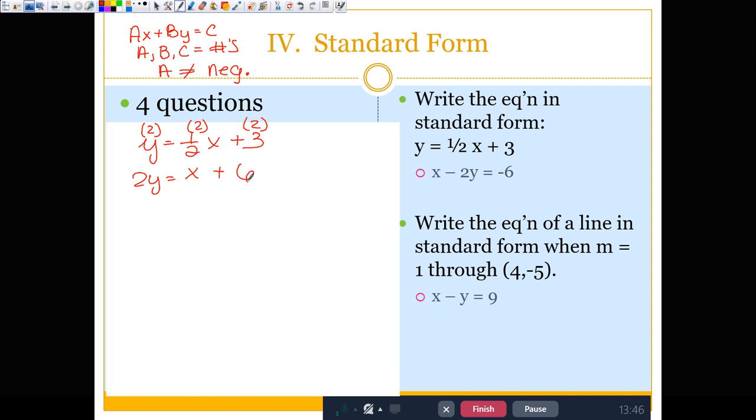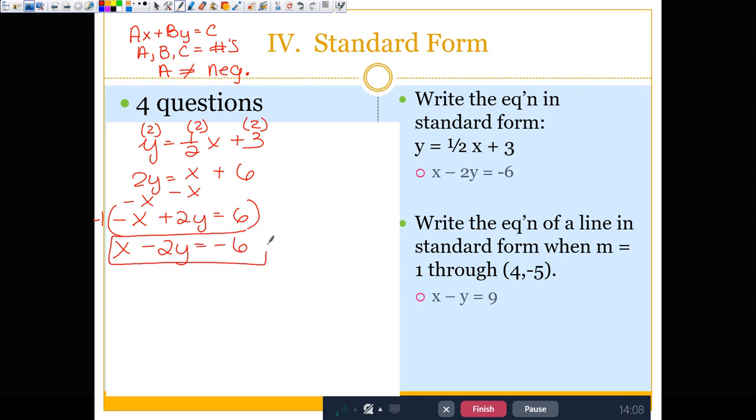I'm going to subtract x from both sides, leaving me negative x plus 2y equals 6. However, I cannot have a negative out front. A cannot be negative. So I need to multiply everything by negative 1. So that's going to give me positive x, which is the goal, negative 2y equals negative 6. And then that is it in standard form.